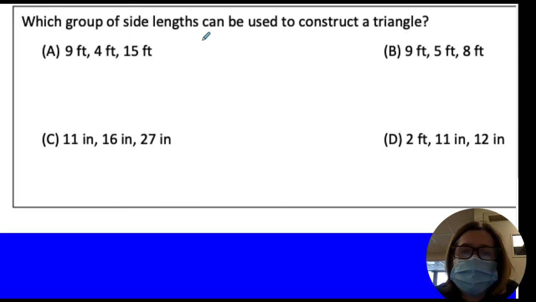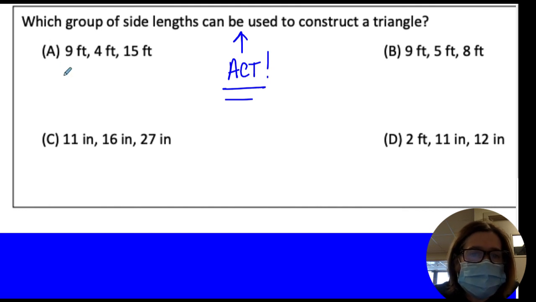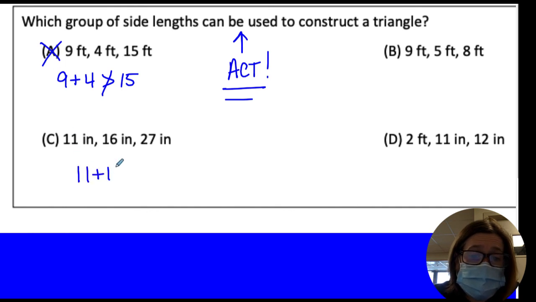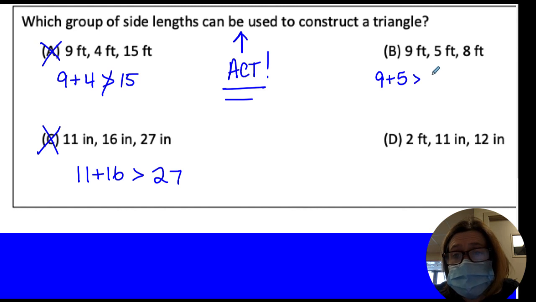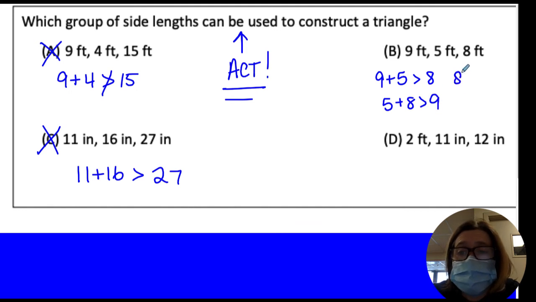All right, which groups of side lengths can be used to construct a triangle? Great, this is an ACT question. This is the way they like to ask it. Well, 9 plus 4 is not greater than 15, so that's out. 11 plus 16 is not greater than 27, it equals 27, so that's out. 9 plus 5 is greater than 8, right? And then 5 plus 8 is greater than 9.